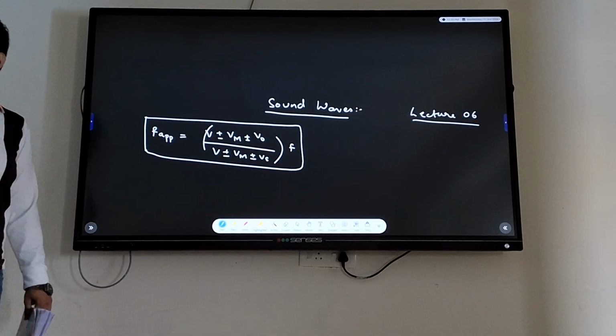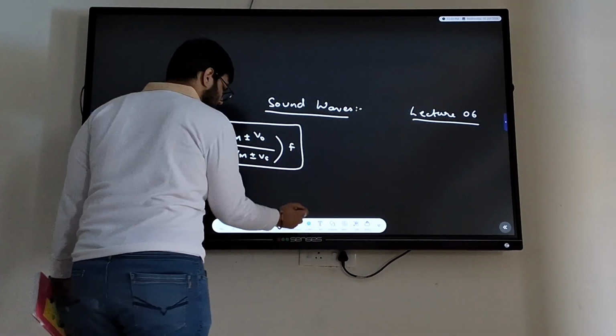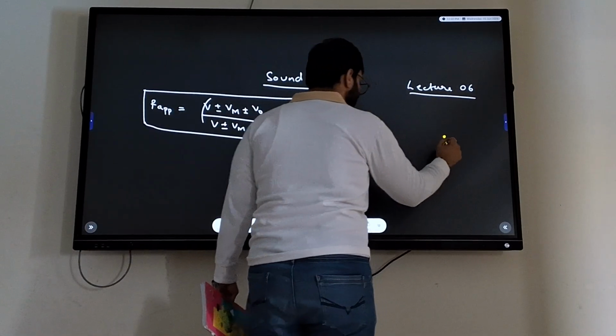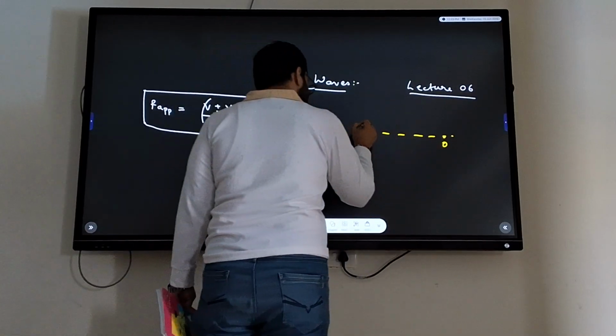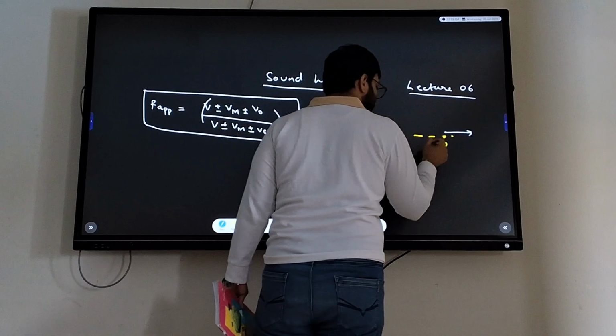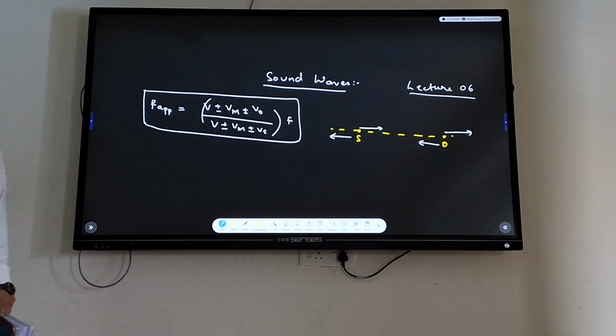Yes. But if you remember, this formula is only applicable in the case where the two things, the source and the observer, are moving along the line joining the 2 points. Na? So if you have the 2 points like this, the source and the observer, then the line joining the 2 points is this, and either your source was moving like this, or maybe the observer was moving like this or like this. These are the possibilities that we considered last time.